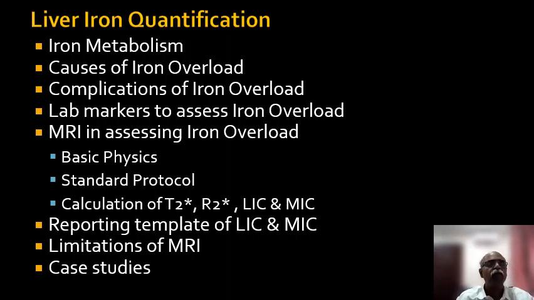Then the MRI proper, where we assess the iron overload, basic physics of MRI, and the standard protocol followed as of today. How do you calculate the parameters which are used by MRI, like T2, R2, T2 star, R2 star, liver iron quantification, and myocardial iron concentration? How do you report? How do you interpret? You got a T2 star value, you got an R2 star value, you got T2, you got R2. How do you report? How do you interpret based upon standard guidelines which are given already? And then what are the limitations of MRI? Then we look at some case studies.